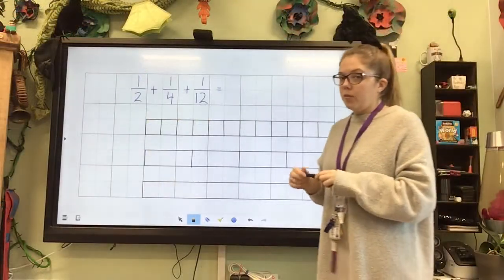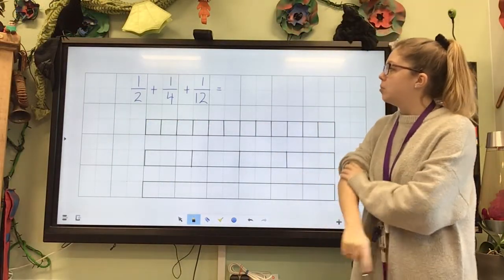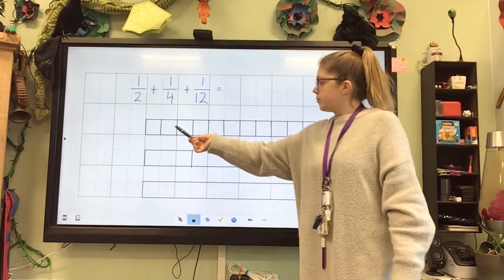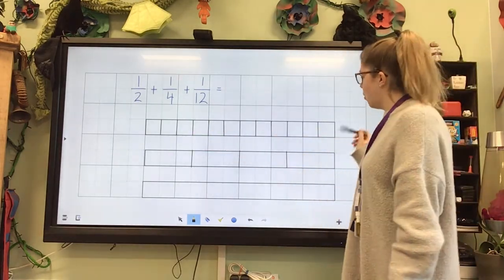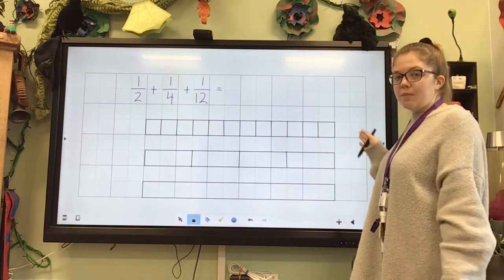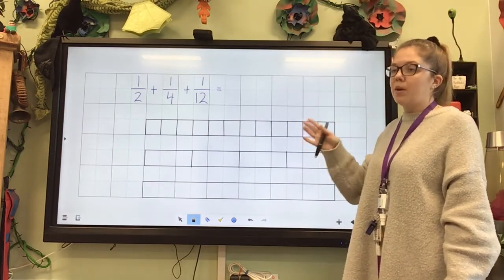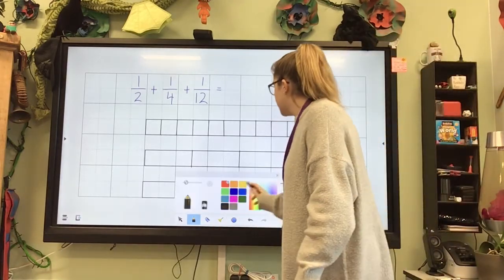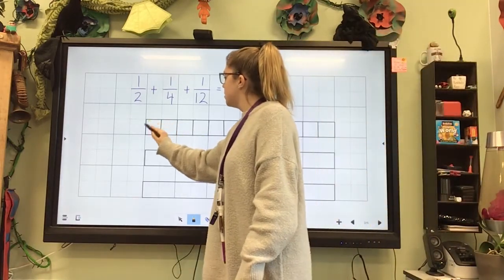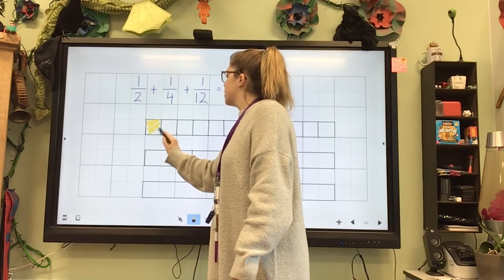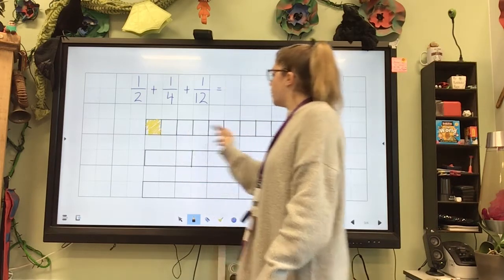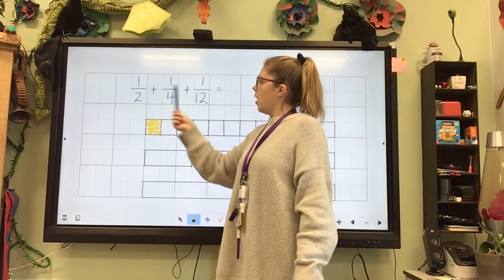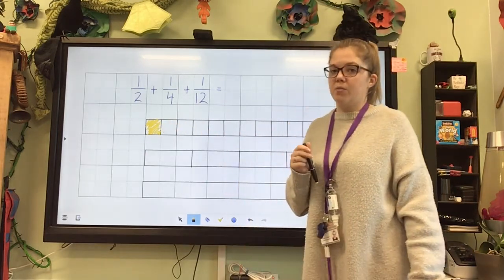Now I've got 1/2 add a quarter add a twelfth, and I have got my bar models to show me. All of them are the same length, they are the same whole, it's just how many parts they're split into that changes. So I've got my 1/12, let's shade in my 1/12 because I've already partitioned my bar into 12 there. Can we convert a 1/2 and a quarter into 12ths as well?